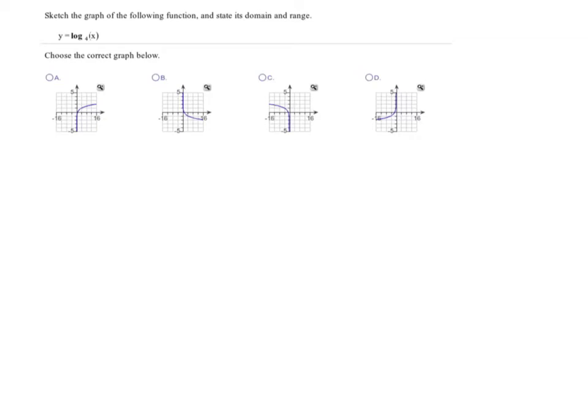On this problem, we're trying to graph log base 4 of x. When we want to graph log base 4 of x, or log base 12 of x, or any base, we can think of a couple things. First of all, we can use the log base 4 key, if you have one on your calculator, or we can think about this using a conversion.